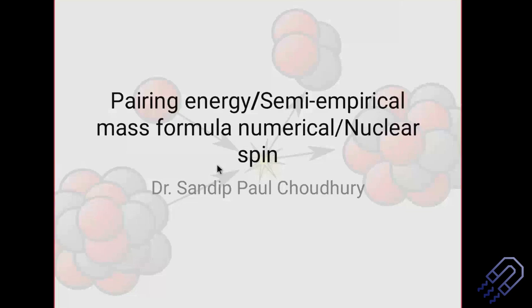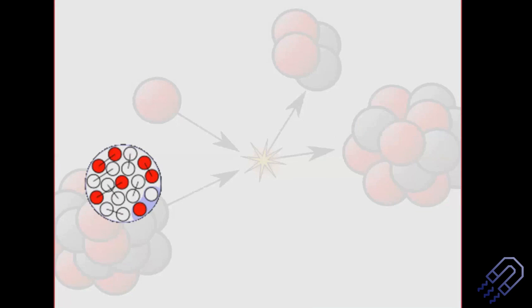Energy first thing, and then we have a formula for the semi-empirical mass formula. And nuclear spin, I doubt if we can do it, but let's just finish off with this pairing energy. So yesterday we have seen that if we consider the semi-empirical mass formula, there are basically five parts to it.